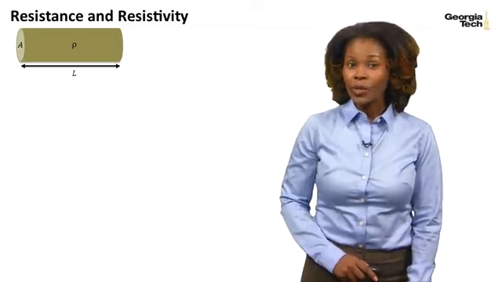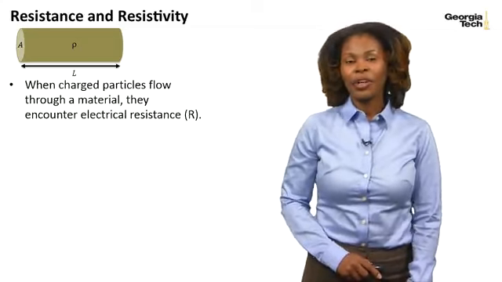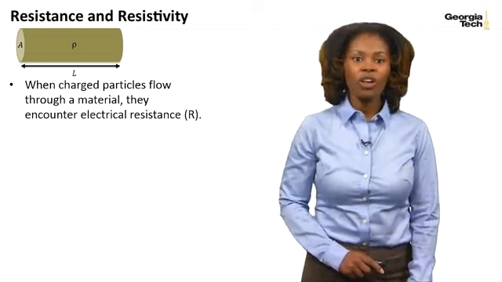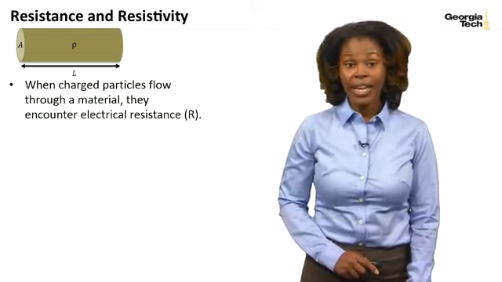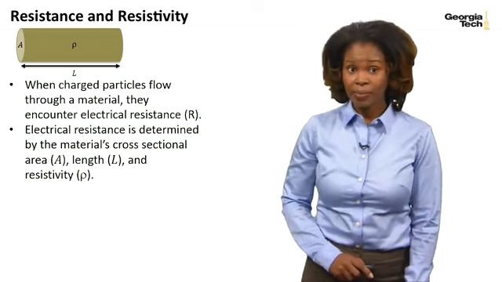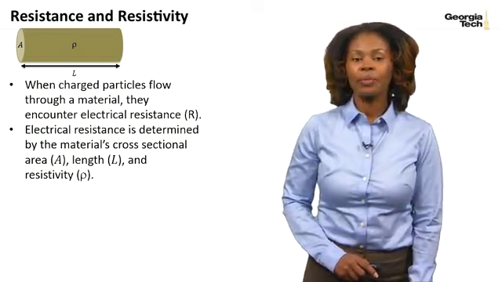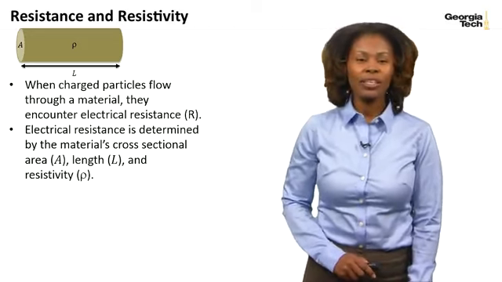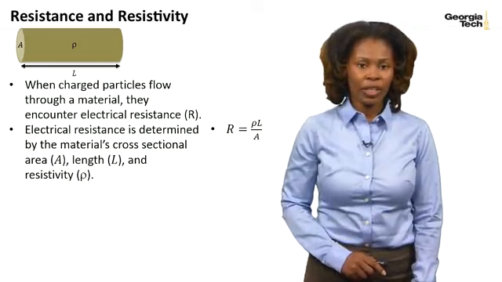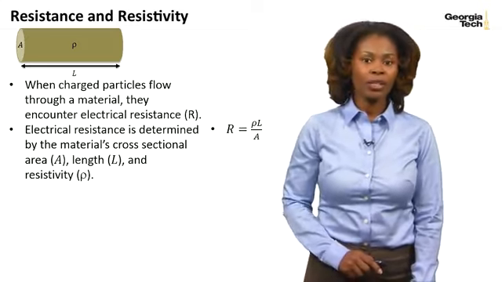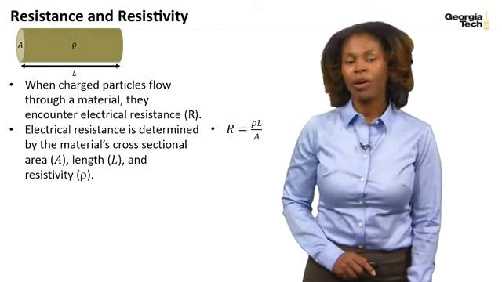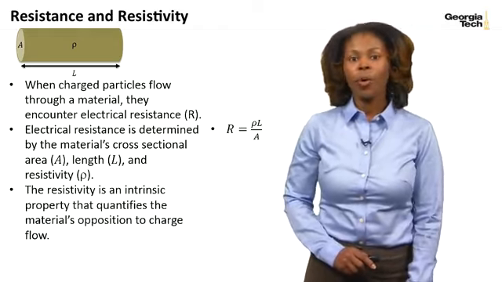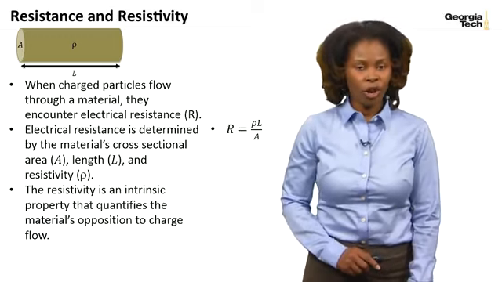So, what exactly is resistance and resistivity? I've shown here a cartoon of, we can say, any material, perhaps a copper wire. When charged particles flow through that material, they encounter an electrical resistance. And the electrical resistance is determined by the material's cross-sectional area A, its length L, and its resistivity ρ. Now specifically, resistance R is the product of ρ and L divided by the cross-sectional area A. The resistivity is an intrinsic property that quantifies the material's opposition to charge flow.